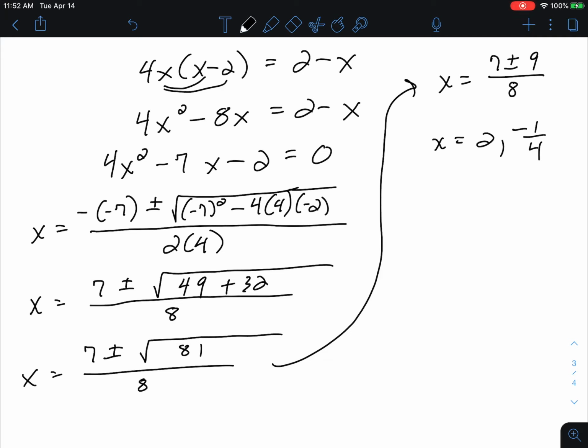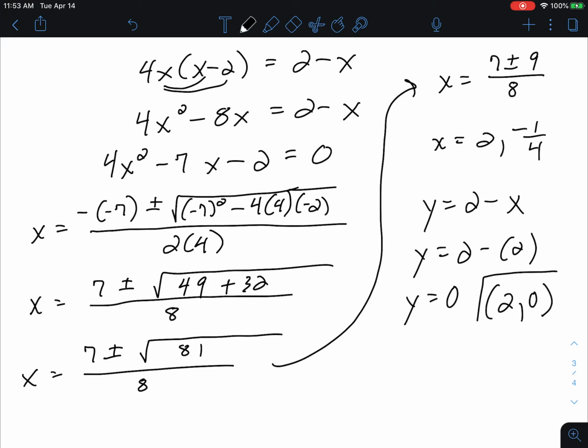But then you have to keep in mind here that when we are trying to solve a system of equations, we are looking for points. So right now, all that we have is x values. So you're going to take the simpler of your two equations, which is obviously the 2 minus x, and substitute. So when we put in a 2, well, that's pretty simple. You get a y is 0. So there's one solution. When x is 2, y is 0.